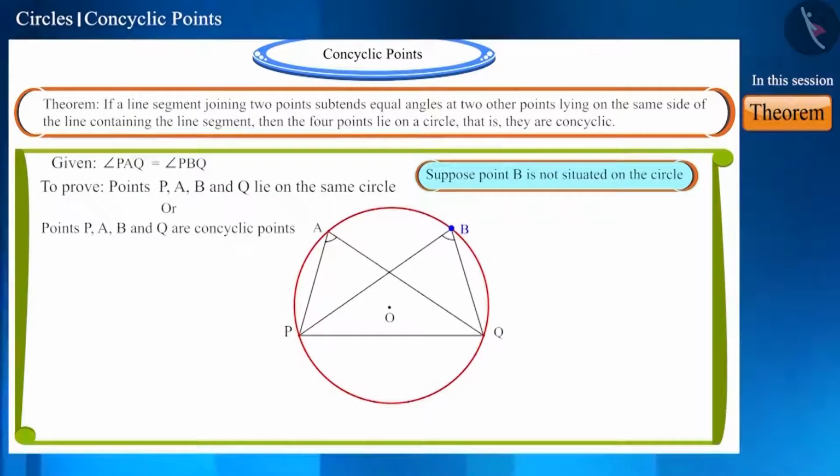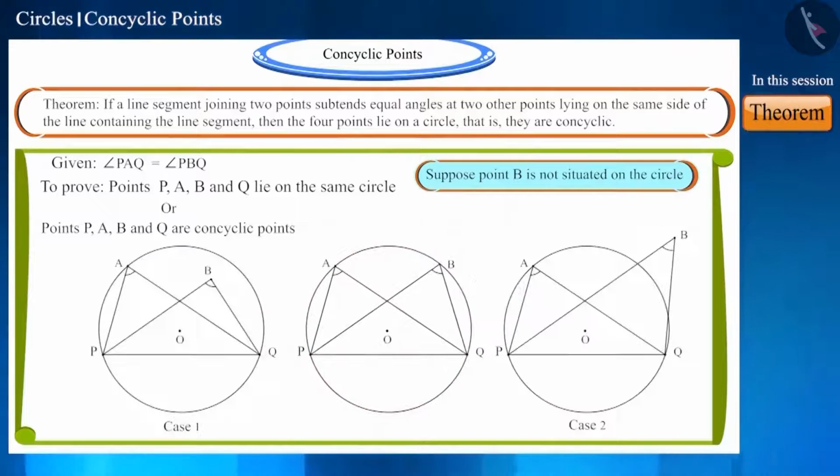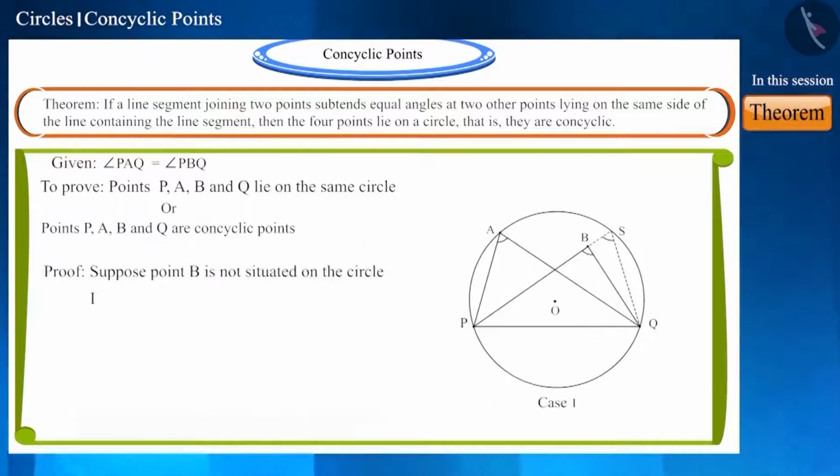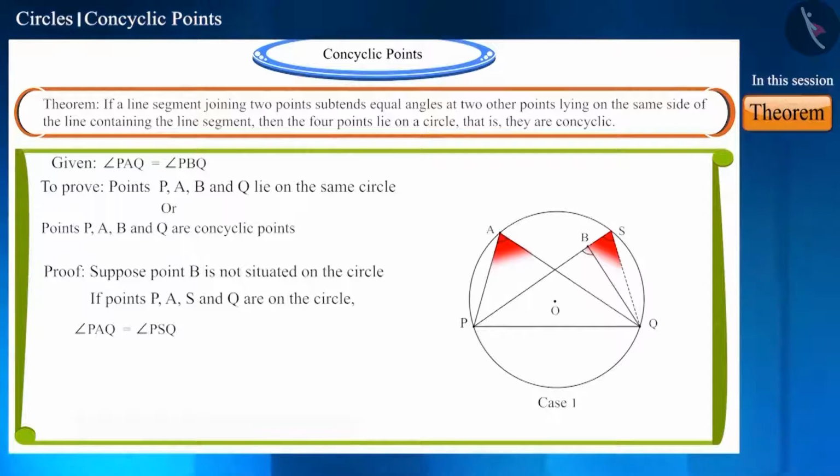Suppose point B is not situated on this circle. So point B can either be in the interior or the exterior of the circle. Then this line segment PB will intersect the circle at one of the points S or S dash. If these points P, A, S and Q are on the circle, then these angles will be equal, because we know that angles of the same segment are equal.